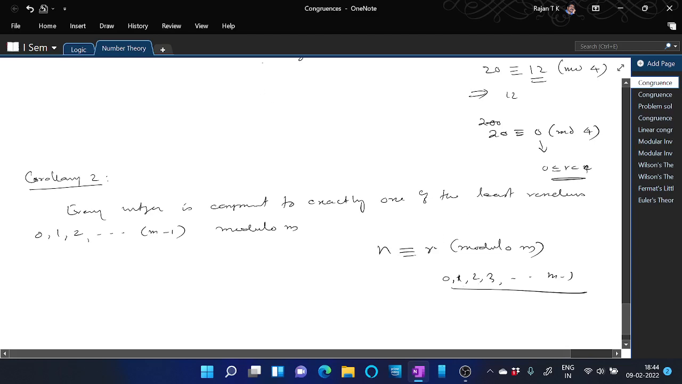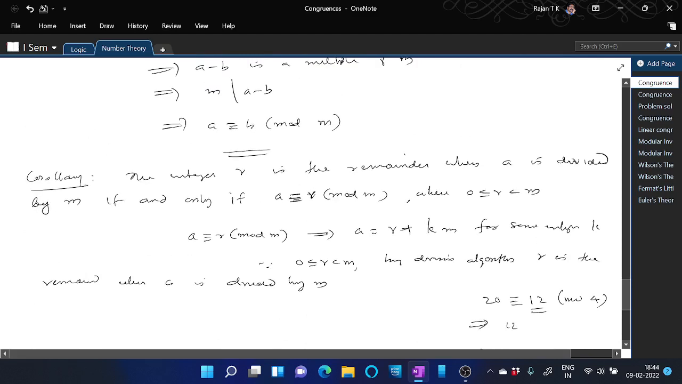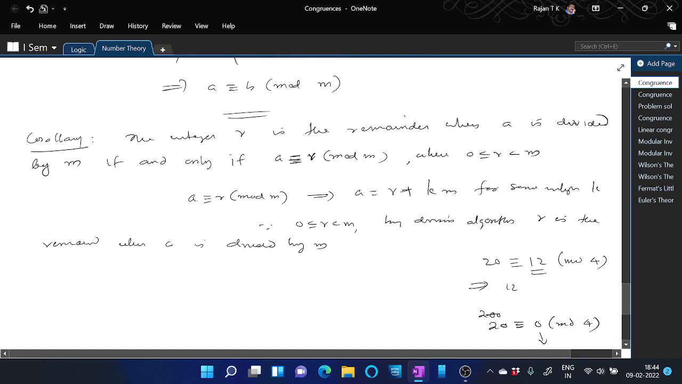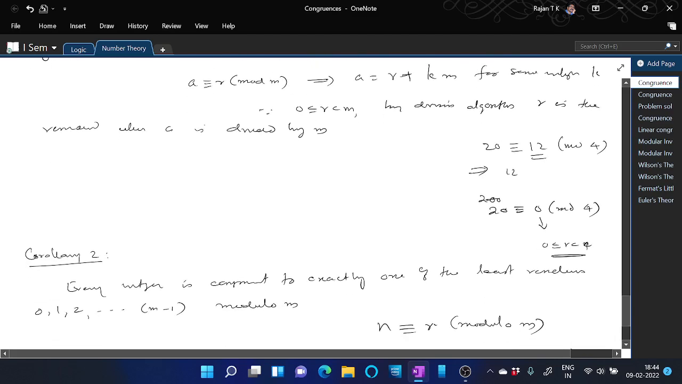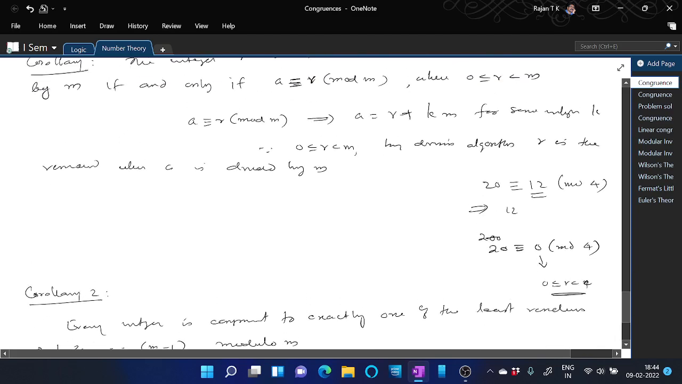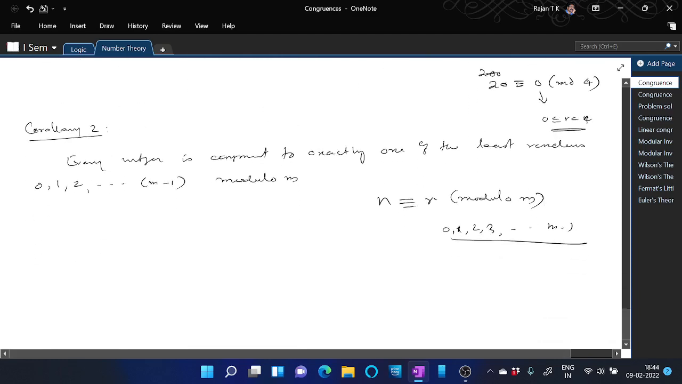Earlier we said R is the remainder when A is divided by m if and only if A is congruent to R mod m, satisfying 0 less than or equal to R less than m. And this R we call the least residue modulo m. So the possibility of this least residue is one of the numbers between 0 and m minus 1. So any integer is congruent to exactly one of the least residues.